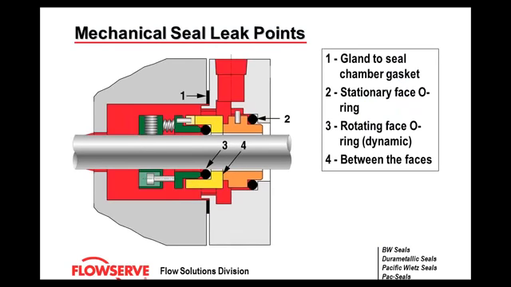Mechanical seal leak points. Anywhere there's a gasket or O-ring, there could be a leak point. As you can see, items number 3 and number 4. Item number 3 is the dynamic O-ring. That O-ring is called dynamic because it actually moves with the mechanical seal. It tracks with the springs. When it tracks with the springs, there's a possibility that it can erode, wear, or fret, and then you get a leak. And of course, in between the two seal faces, if you have dirt, contaminants, or off-design operation, these can all wear the seal, and then you'll get a leak.